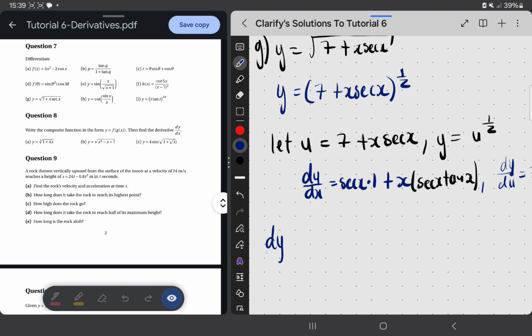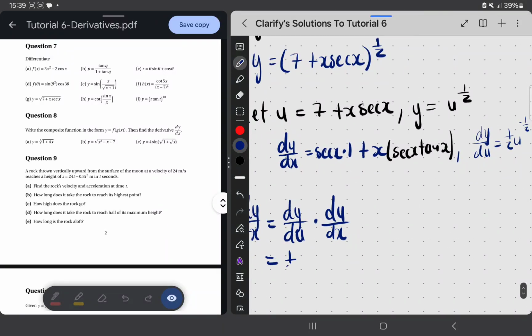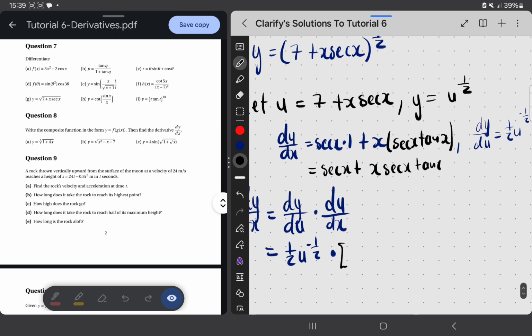I can go and say now my dy dx is just going to be dy du times du dx. What is my dy du? Half u to the negative half, multiplying, what is my du dx? This whole thing. Did I simplify it? No, I didn't. Sec x times 1 is just sec x, plus here it becomes x sec x tan x. Okay, we can leave it like this, still fine. So here we would have it as sec x plus x sec x tan x.